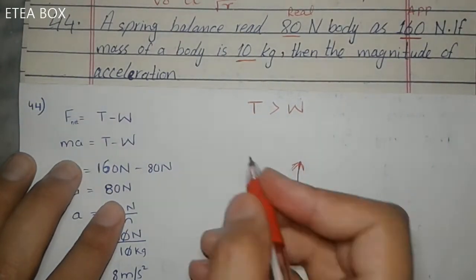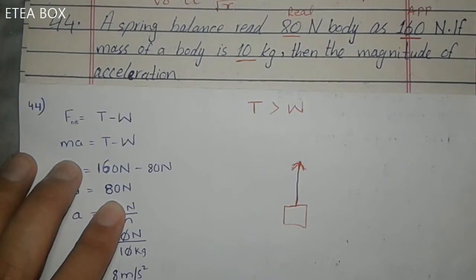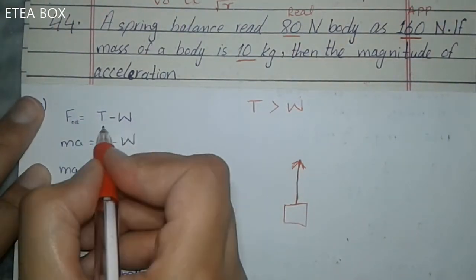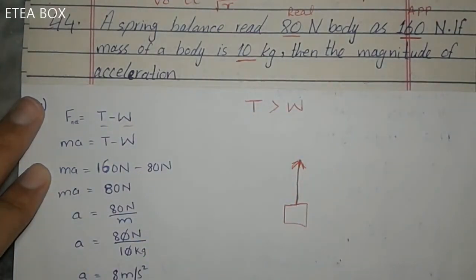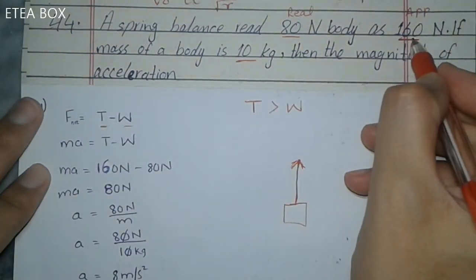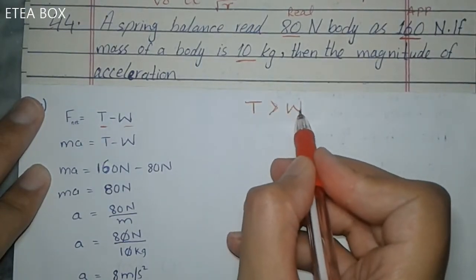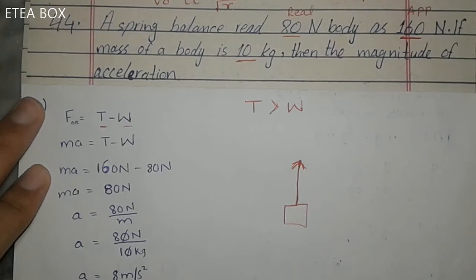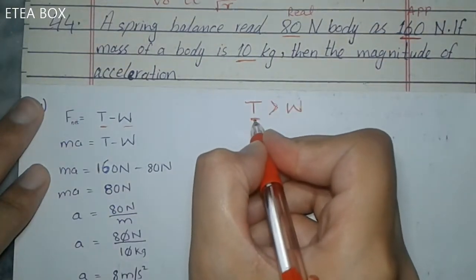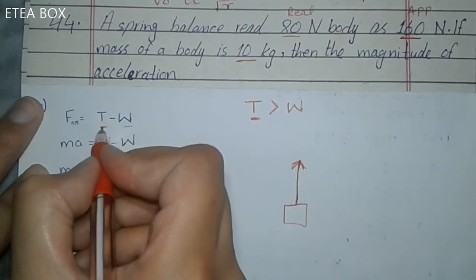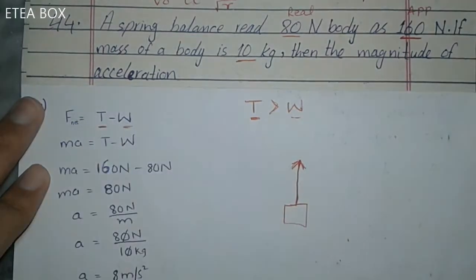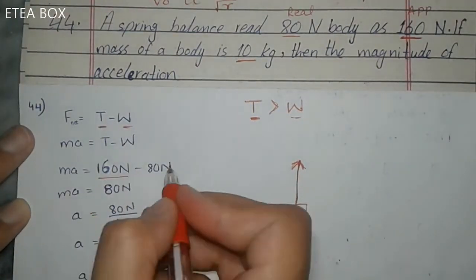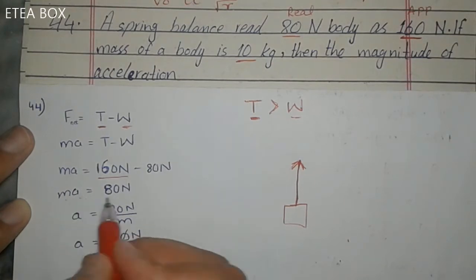Now, another thing is that when the body is accelerating in upward direction, it means that the net force will be equal to tension minus weight. Okay, when tension is greater, then in that case the net force will be tension minus weight. Look here, the apparent weight is tension. So the tension is greater than weight here, so it means that the body is moving in upward direction. We have to take this as positive, and the weight is smaller, so we have to subtract weight from the tension. Here apparent weight is 160 Newton minus real weight 80 Newton, and ma is equal to 80 Newton.